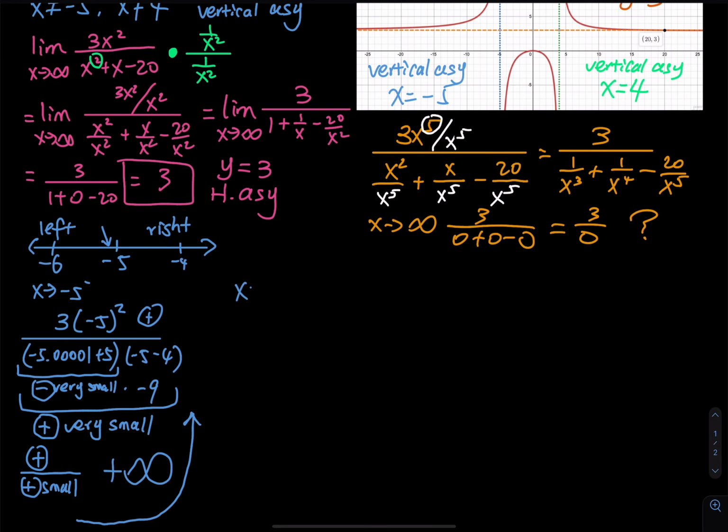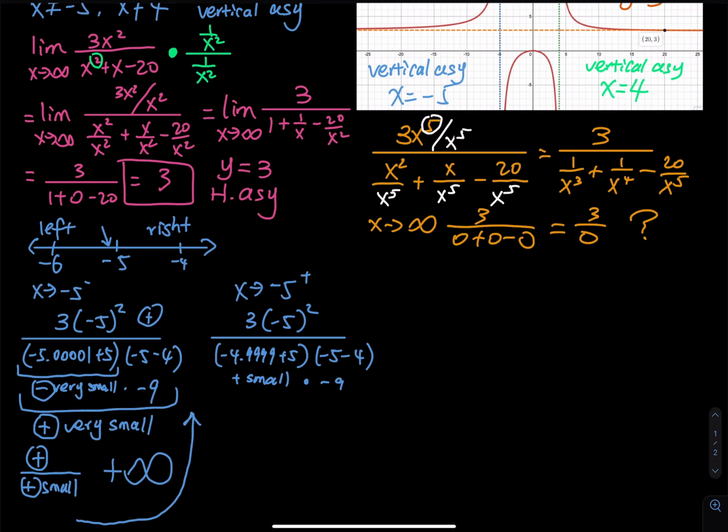And then what happened when x approaches -5 from the right? So that doesn't affect the top. The top, I will just use -5 squared. And then from the right hand side, I will just pick -4.9999 plus 5. And then -5 minus 4. Okay, so this will be a positive, right? So this is a positive, very small. This is times a -9. What do you get? Then you will get something that is negative and very small.